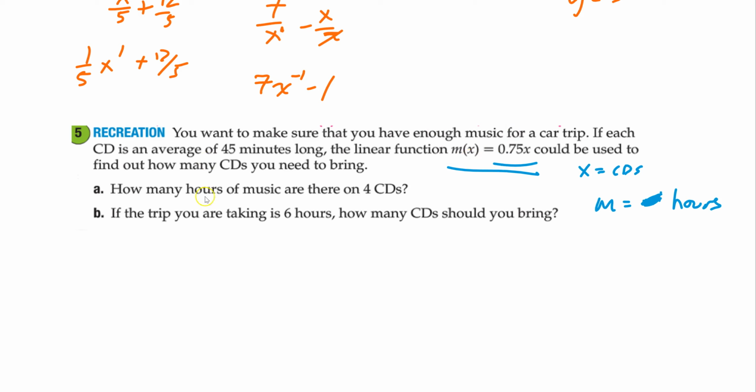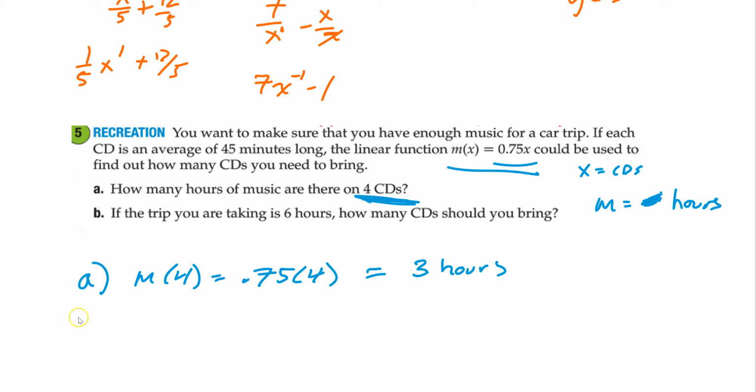How many hours of music are there in 4 CDs? So notice they gave us CDs. That's what x is. We're going to plug it in for x. Very simple. So they want to know, if you have 4 CDs, how many hours of music is that? If you multiply that out, you get about 3 hours. So 4 CDs is 3 hours.